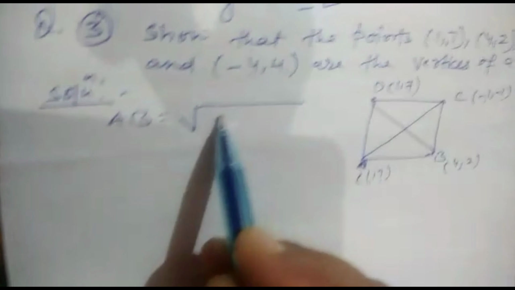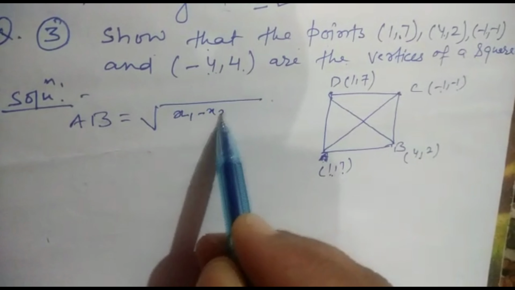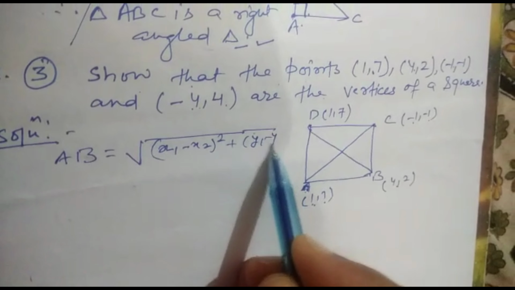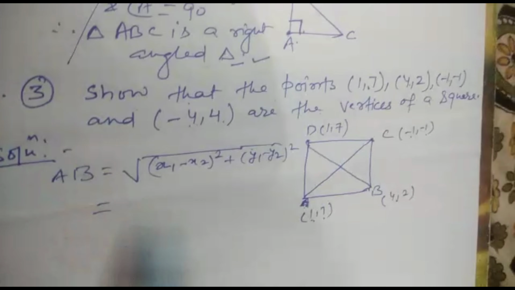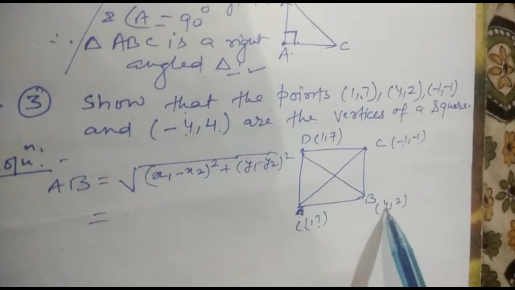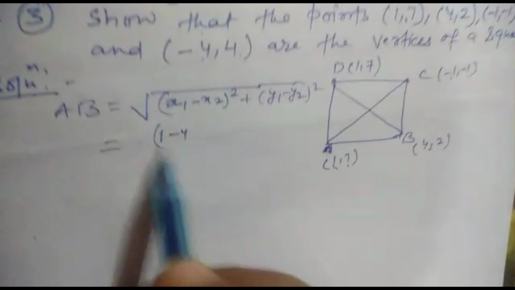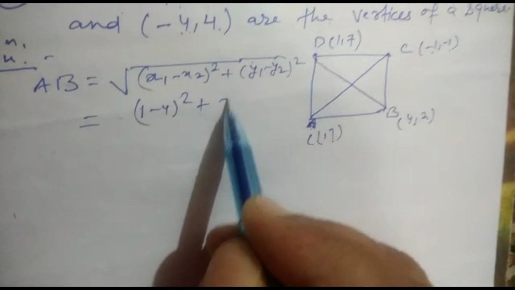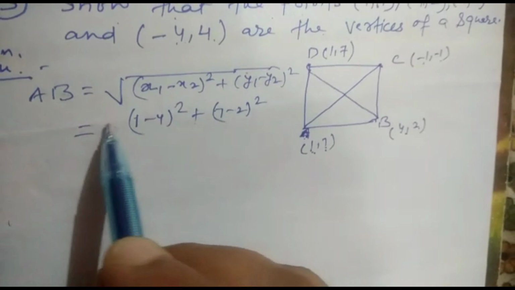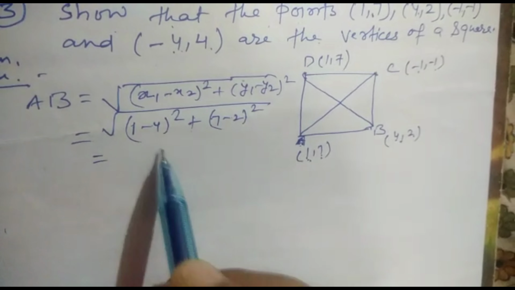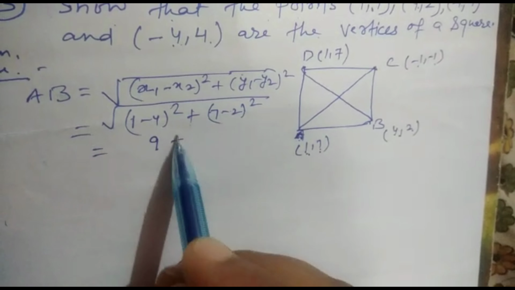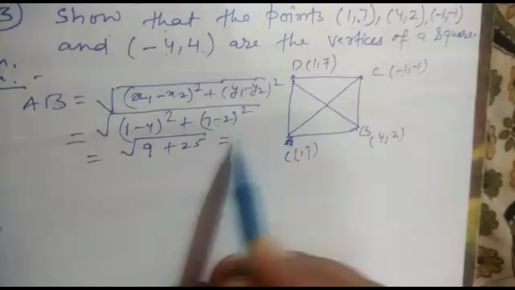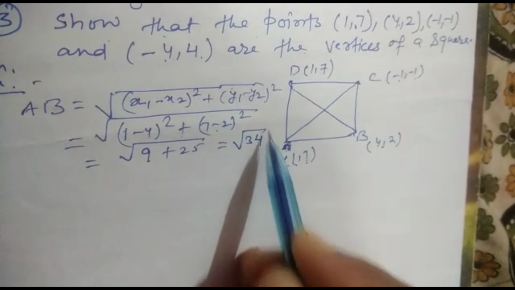As you know, the distance formula is under root (x1 minus x2) whole square plus (y1 minus y2) whole square. So in AB, x1 is 1 and x2 is 4. So (1 minus 4) whole square. y1 is 7 and y2 is 2. (7 minus 2) whole square. 1 minus 4 is -3, (-3) square is 9. 7 minus 2 is 5, 5 square is 25. So this is under root 34.